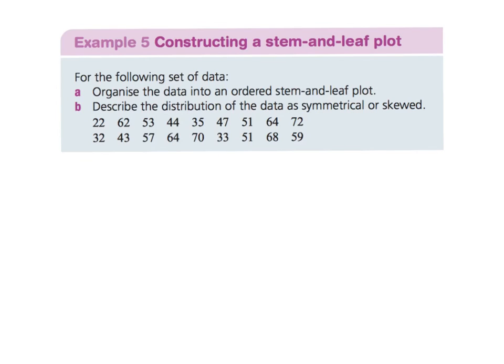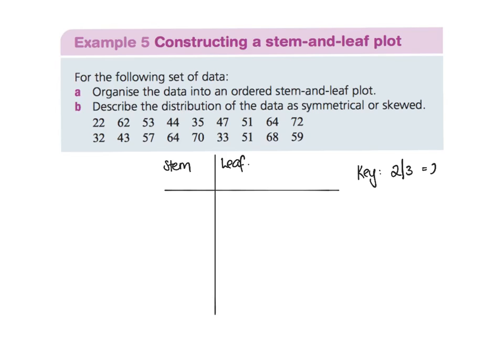So let's practice here. For the following data set, organize the data into an ordered stem and leaf plot. Then they want you to describe the distribution of the data as symmetrical or skewed. All right, so we've got a stem and leaf plot. So we're going to draw up our sort of our axes, I guess. Okay, so I'm going to call this the stem, and this is the leaf. Okay, and I'm going to indicate a key. So I'm going to say if I have 2|3, that equals 23.